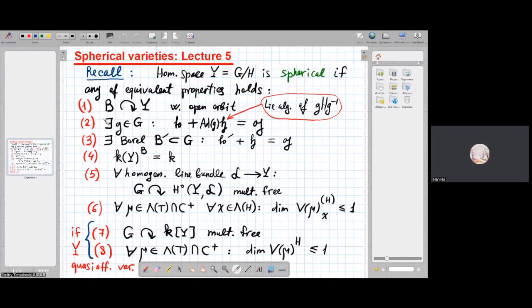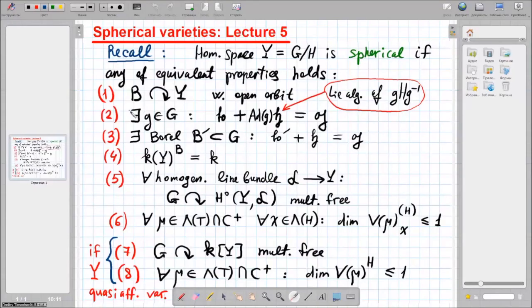So if there are no invariant rational functions, this means that there is an open orbit. And if there are non-constant invariant rational functions, then this means that general orbits are separated by them and form an infinite family. Okay. So the next four properties are versions of the multiplicity-free condition.